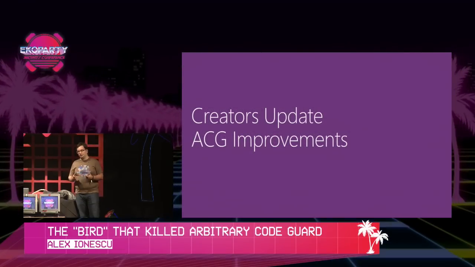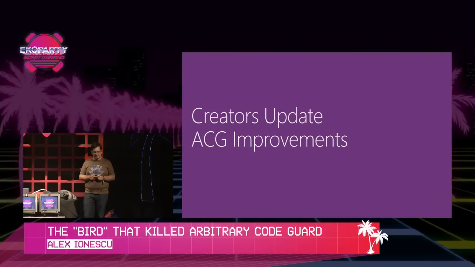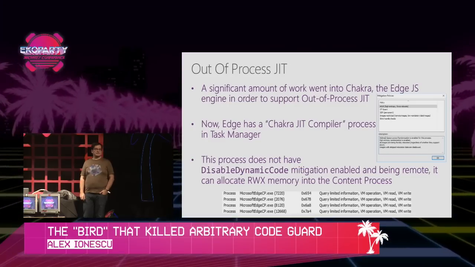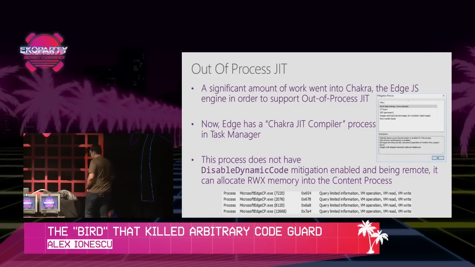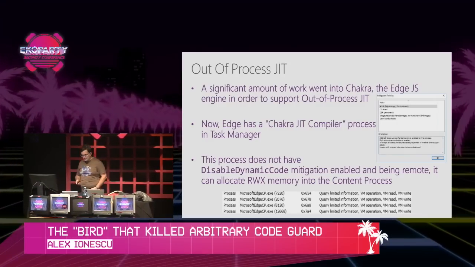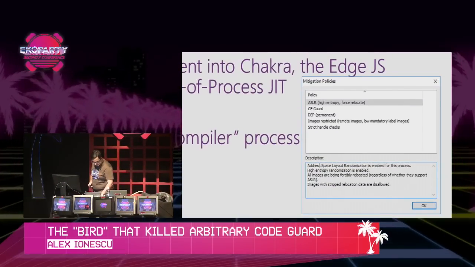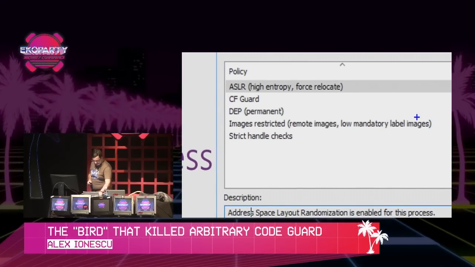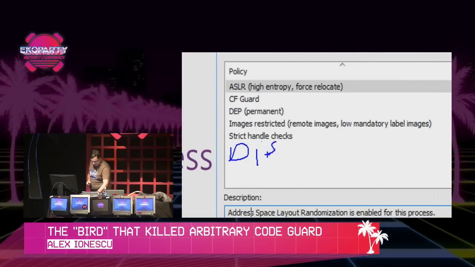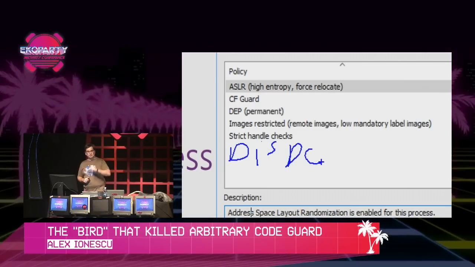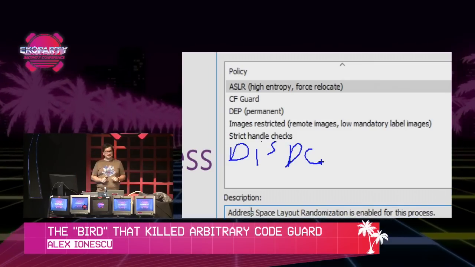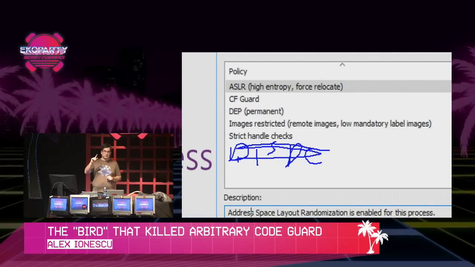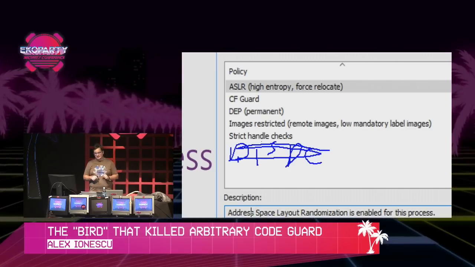So they had to address some of these issues in Creators Update, Redstone 2, which came out in March of this year. And so what they did is this idea of out-of-process JIT. So in Creators Update, if you look at Edge with a tool like Process Hacker, you're going to see most of the processes, if you look at their mitigation policies, are going to say here, disable dynamic code. But one process, which Task Manager will identify as the JIT process, which is shown in this screenshot, doesn't have disable dynamic code. So there's one process that's allowed to JIT, the other processes are not.